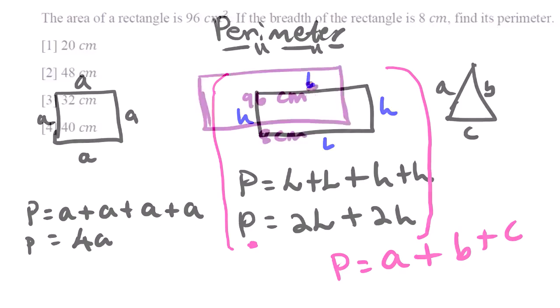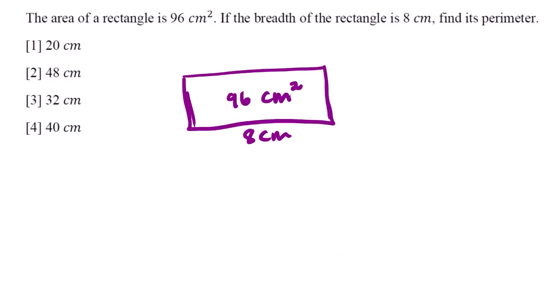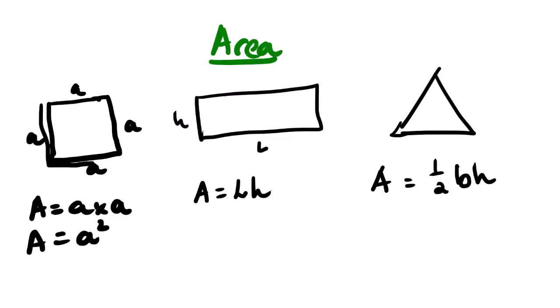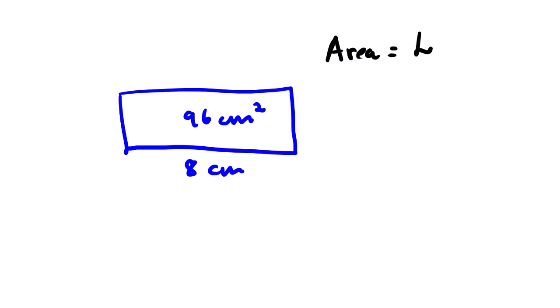Now, looking at our question, you can clearly see that we don't have this side, but we know that this side is 8 centimeters because the opposite sides are the same. So we need these sides to calculate the perimeter. In order to do that, we are going to use the area equation to find one of the unknown sides. Here we have 96 centimeters squared, and the side we have is 8 centimeters. So we can say the area is equal to the length multiplied by the height, or the breadth in this case, LB.